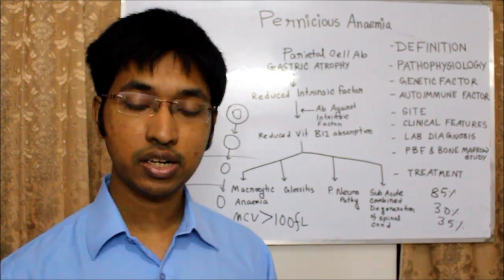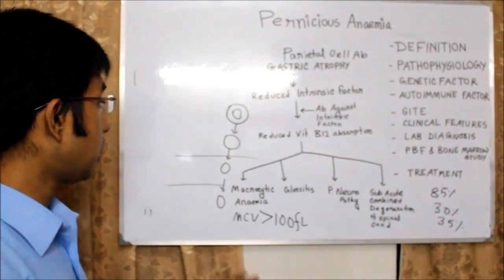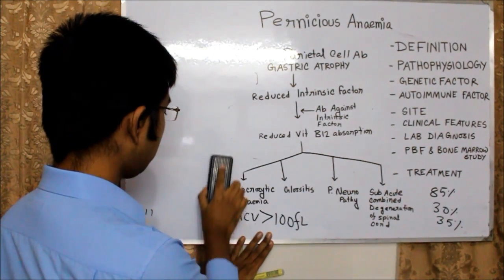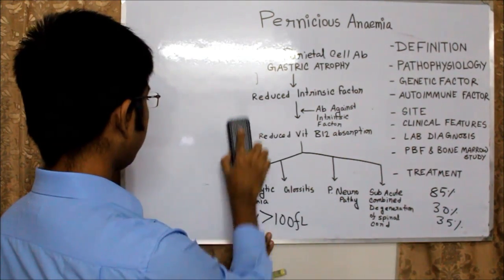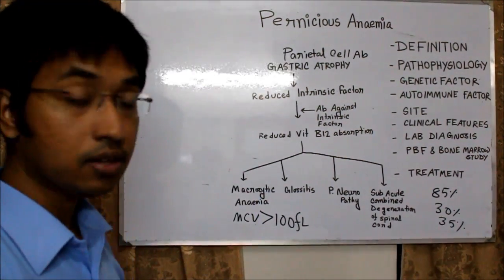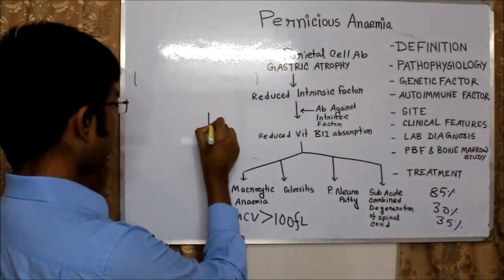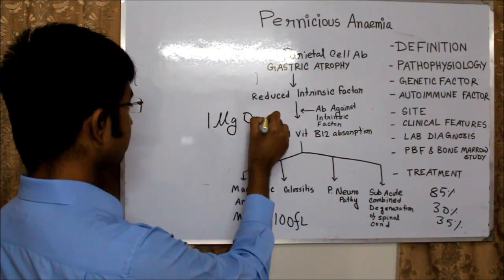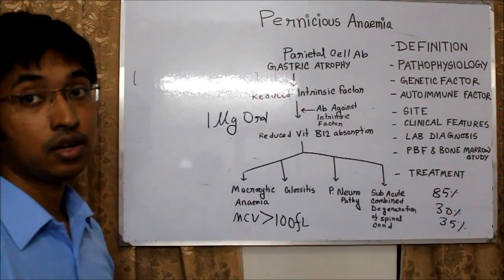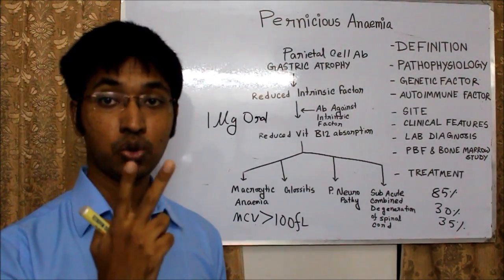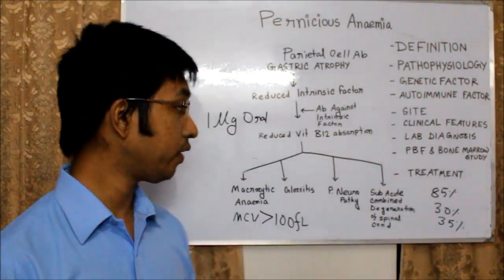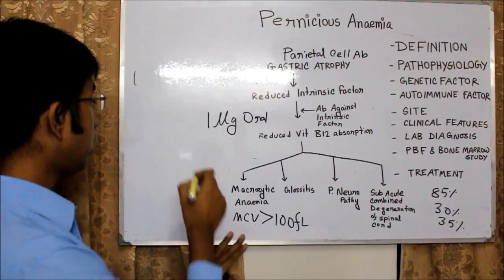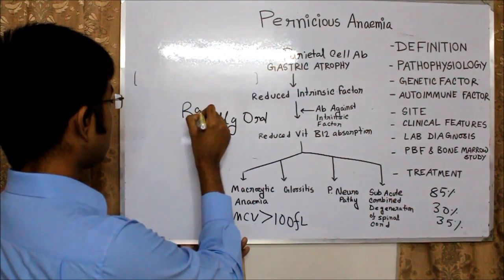How do we do the Schilling Test? The way we do the Schilling Test is, first we will ask the patient to fast. After fasting, the patient will come and then we will give him 1 microgram oral vitamin B12, and then we have to wait 2 hours. Remember, the 1 microgram oral vitamin B12 is radioactively tagged.